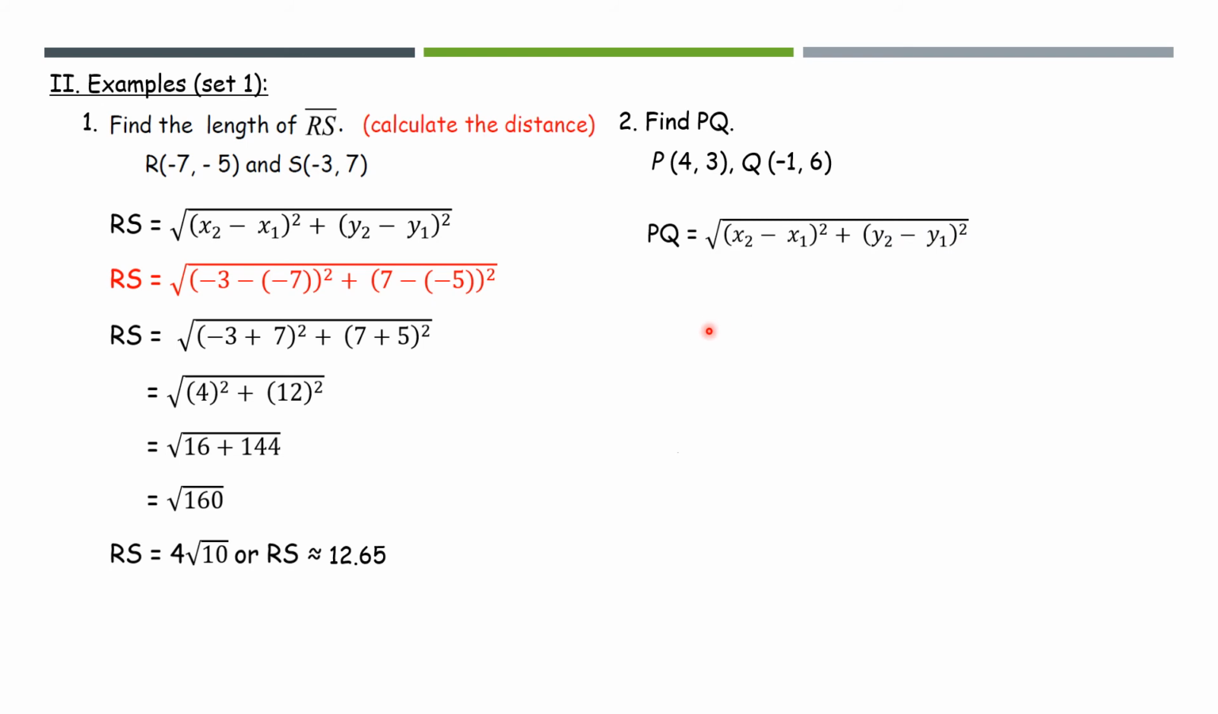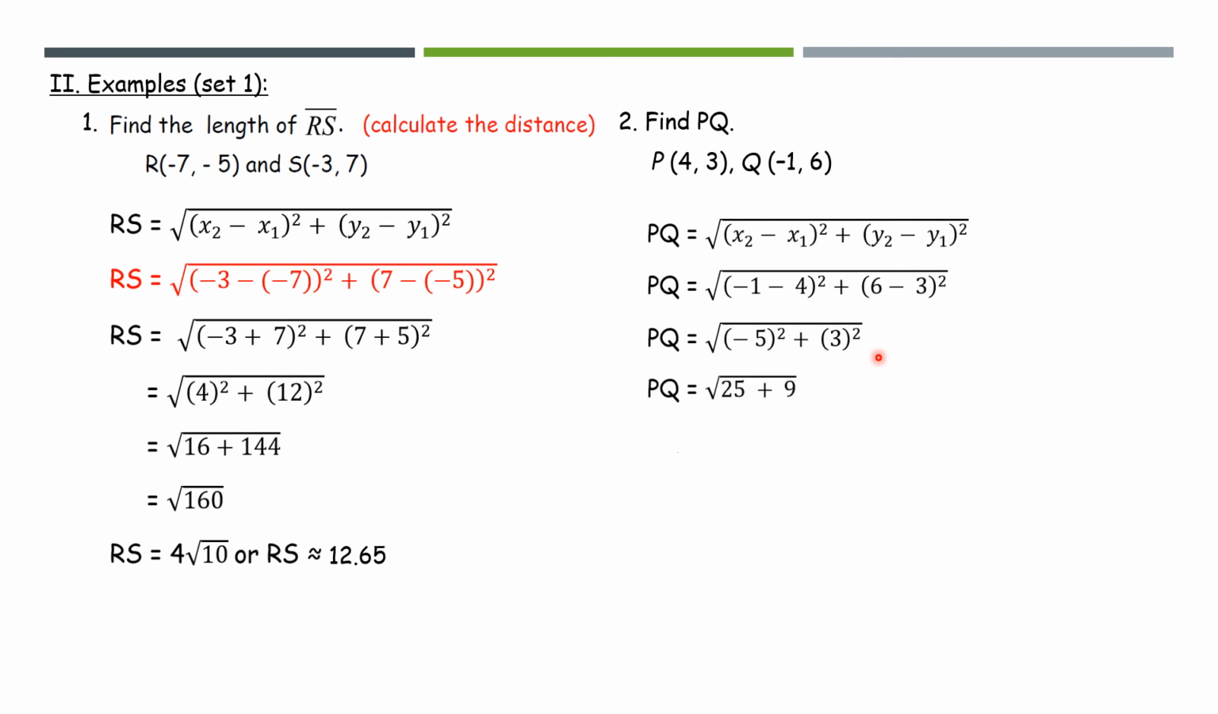So now we're going to substitute. And again, as long as you pick an order and stick with it, you're fine. I just like to do what they tell me. So go to the second x, -1, and subtract the first one. So -1 minus 4 squared, plus go back to the second y and subtract the first y. So 6 minus 3, quantity squared. Order of operations says stay within the parentheses. So equals the square root of -5 squared plus 3 squared.